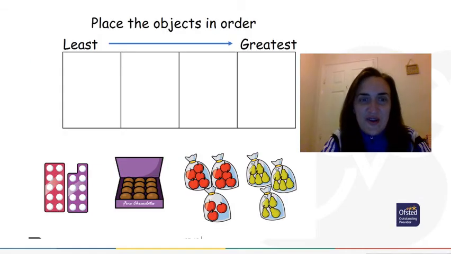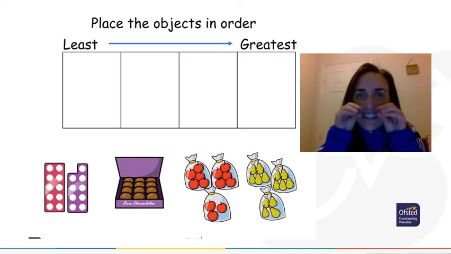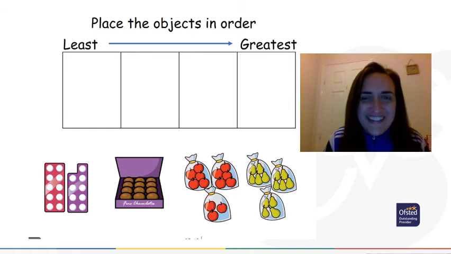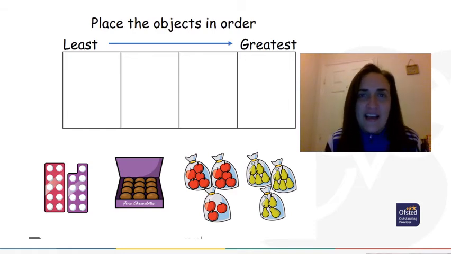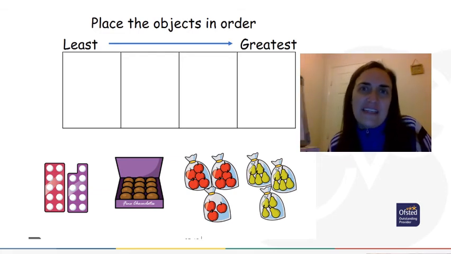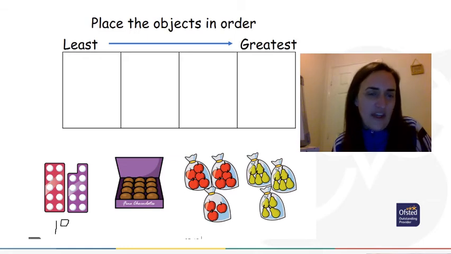Excellent. Now we're going to have a look at these objects. We're going to order these objects from least, that's the smallest number, to greatest, that's the biggest number. We've got 4 sets of objects to count. We've got some Numicon, some chocolates, some apples and some pears. I would like you to pause the video and count how many of each object we've got. Did you count the Numicon? How many is the Numicon showing? 19. We write 19 like this, a 1 and then a 9.